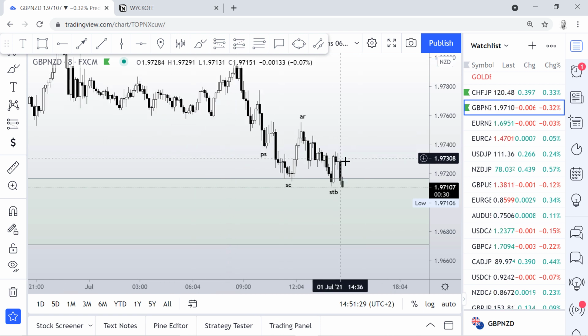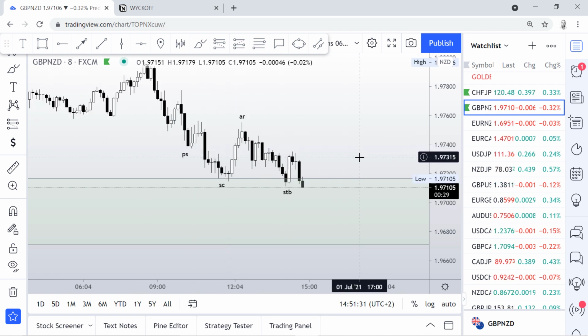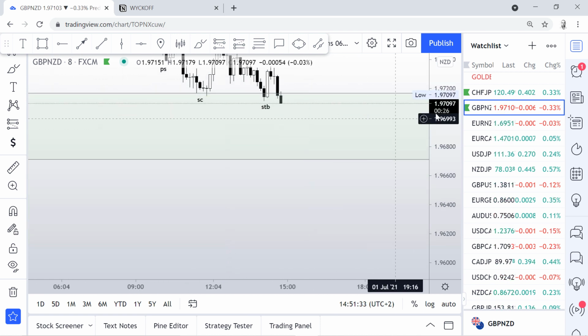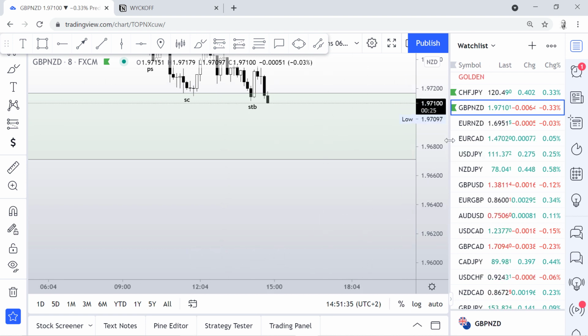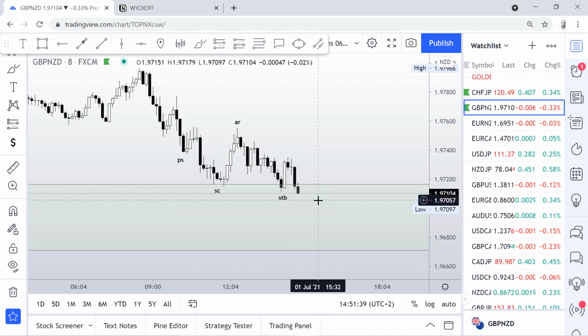It doesn't have to be the perfect Wyckoff schematic, and of course price might as well move downwards from here and never give us a spring or a retest of the spring and continuation.